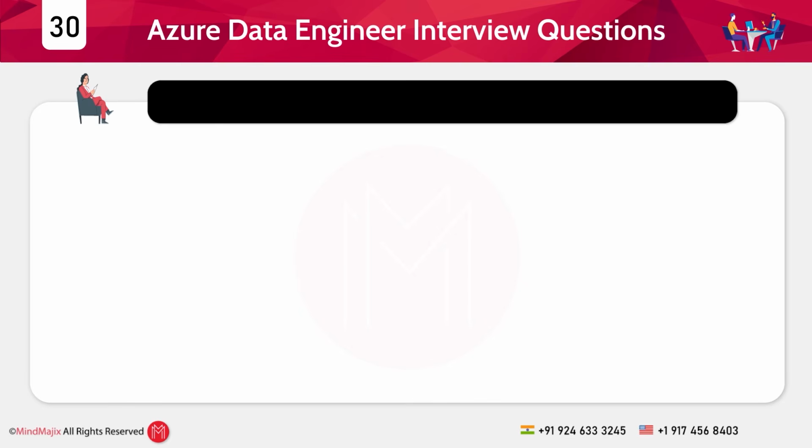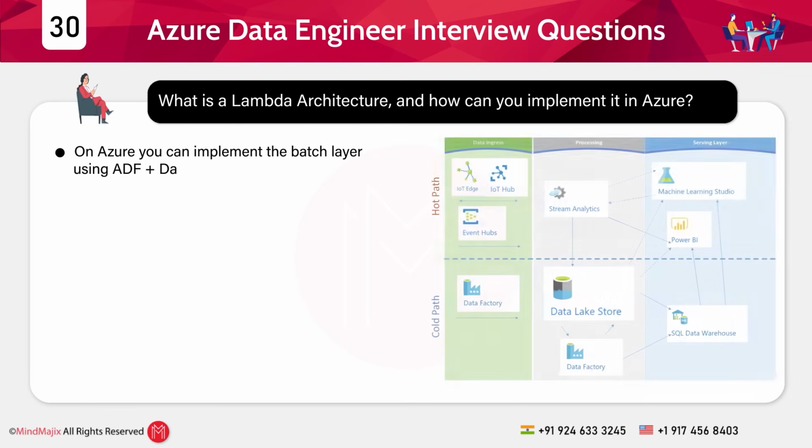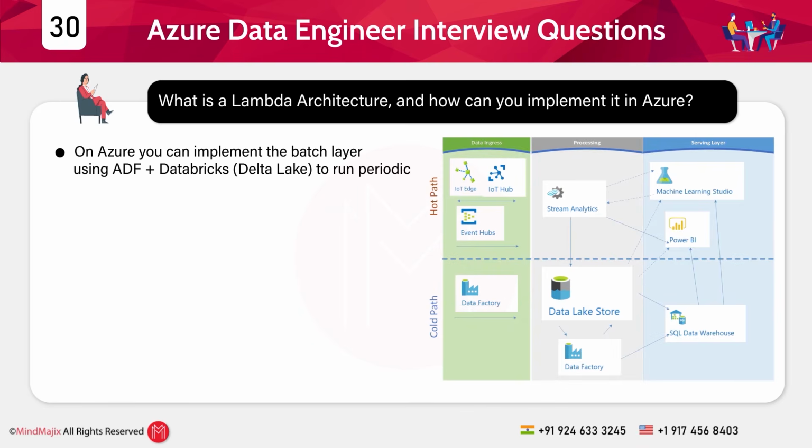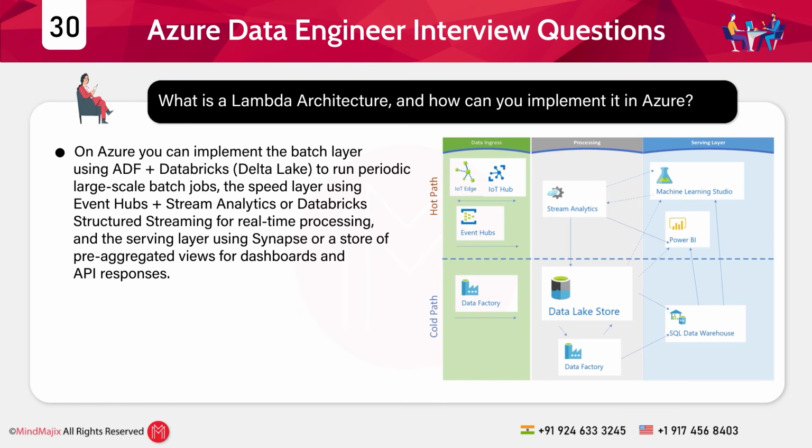The next question is, what is Lambda architecture and how you can implement it in Azure? So on Azure, you can implement the batch layer using the ADF plus Databricks to run periodical large-scale batch jobs. The speed layer using the event hubs plus stream analytics or Databricks structured streaming for real-time processing. And the serving layer using the synapse or a store of pre-aggregated views for dashboard and API responses. The serving layer reconciles batch and streaming outputs so that the queries can read a combined result that benefits from both accuracy and low latency.